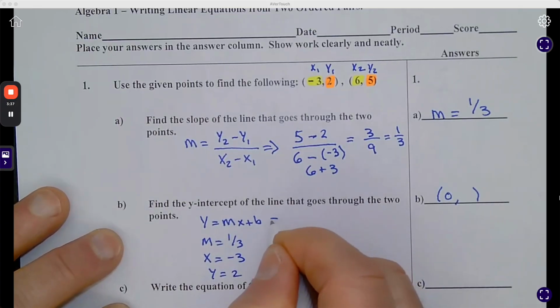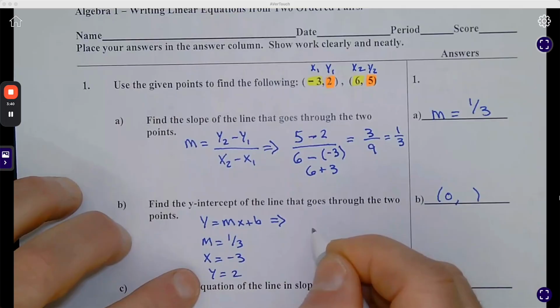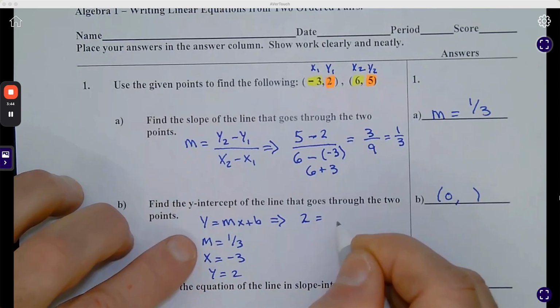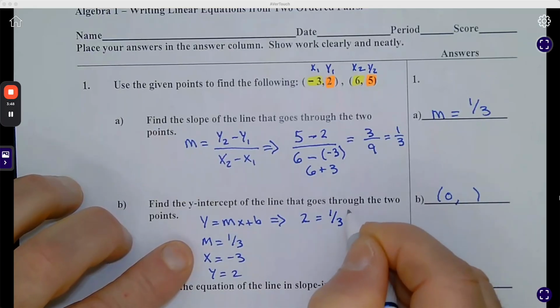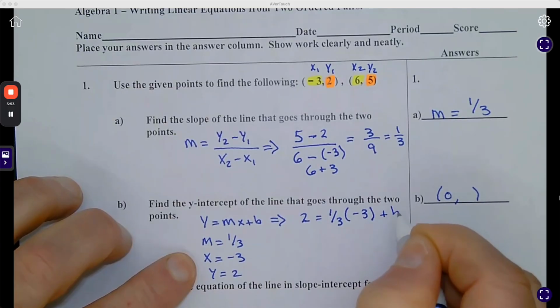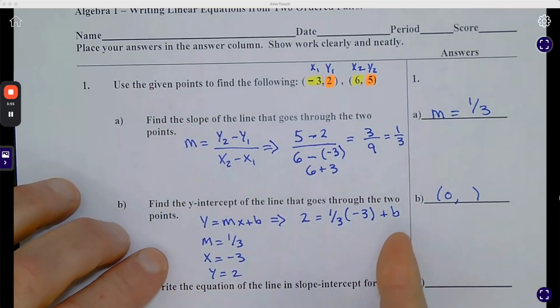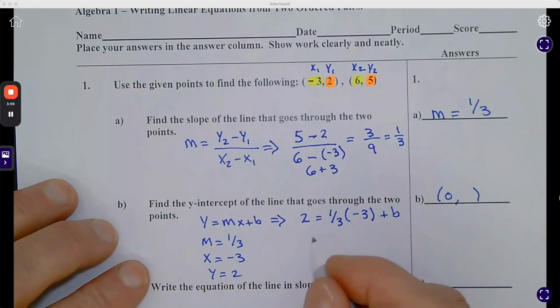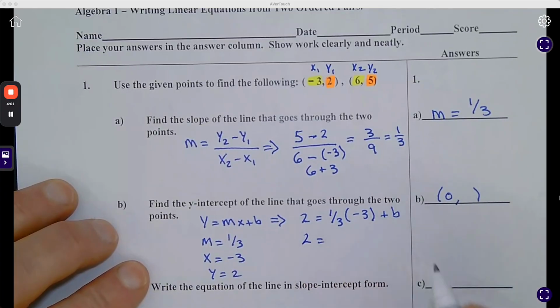Okay, so now I'm going to substitute in. So y, but my y comes out and becomes a 2. Now I put my m. Because I'm going to multiply m times x, I'm going to use parentheses. And then this is what I'm looking for. I'm looking for b. b is the y-intercept. Okay, so I have to do simplifying. 1/3 times -3. Multiply by the top, divide by the bottom, you get -1.